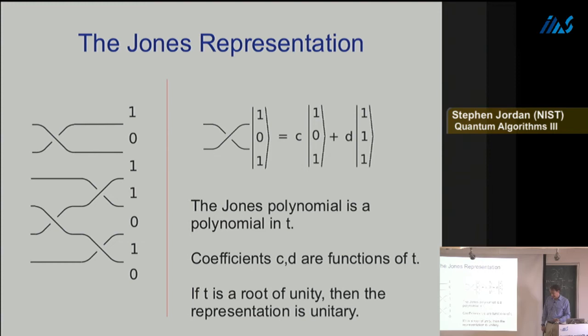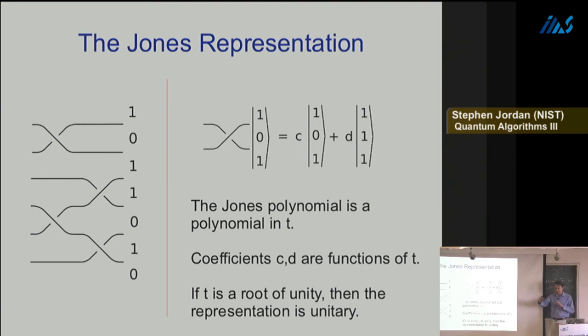It's probably not a good idea to go all the way down that road, but we'll just say that this is the definition of the Jones polynomial. It turns out to, first of all, give you a representation of the braid group, and secondly, the trace of that representation is invariant under the second Markov move, and therefore gives you a link invariant.